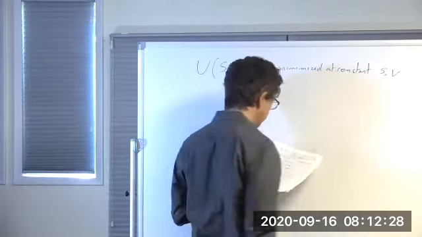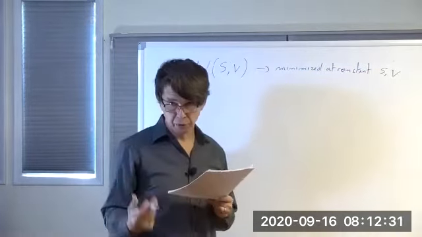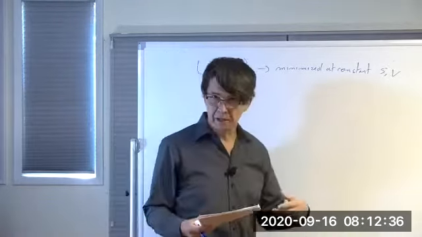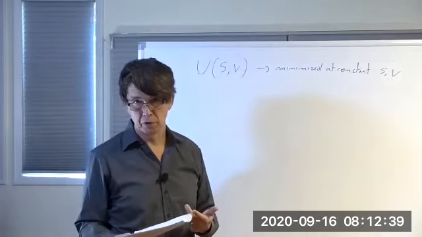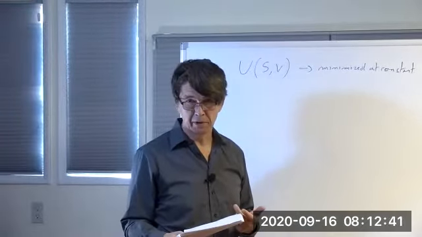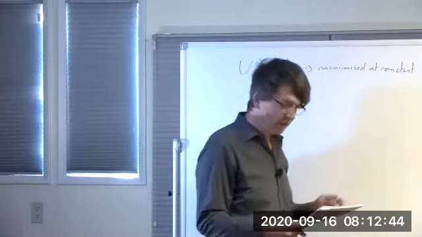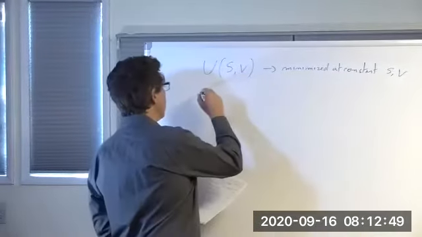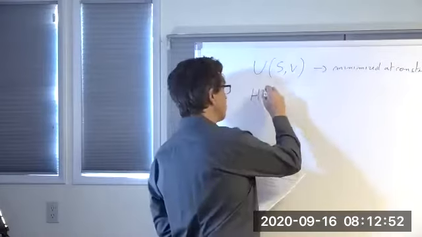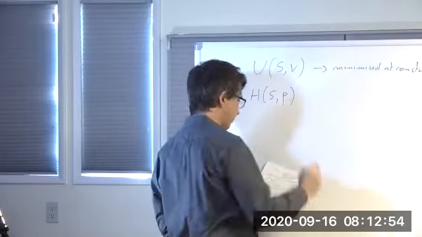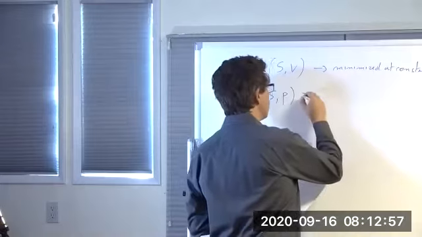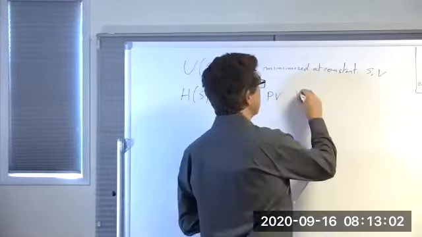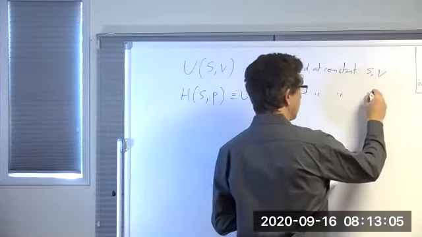S and V. And remember what I told you about what minimization means. When we say constant S and V, those are the boundary conditions. So what we minimize over is the internal degrees of freedom that are consistent with those total values of the extensive quantities. We then showed that the enthalpy, which is a function of entropy and pressure, defined as U plus PV in a simple system, is minimized at constant S and P.